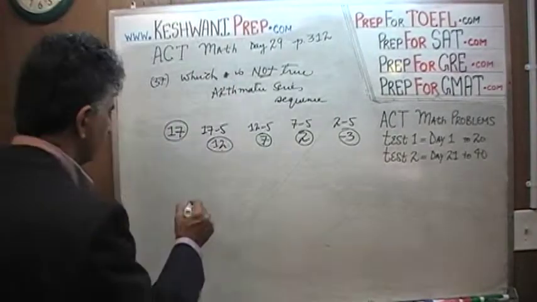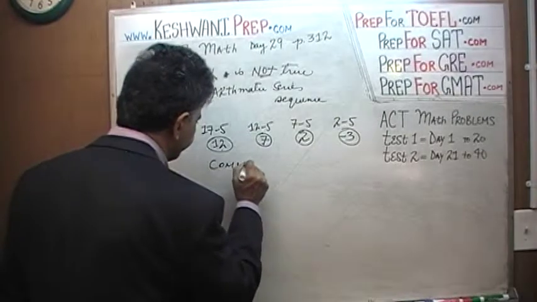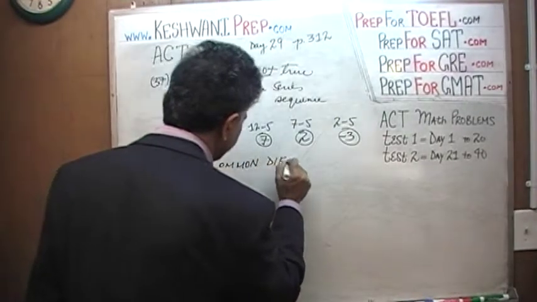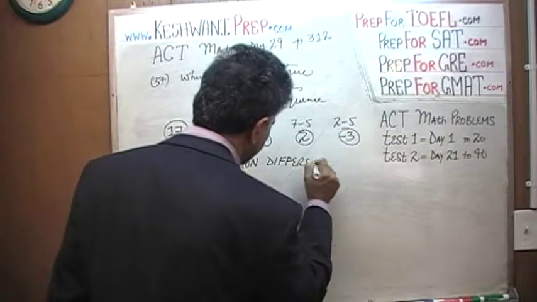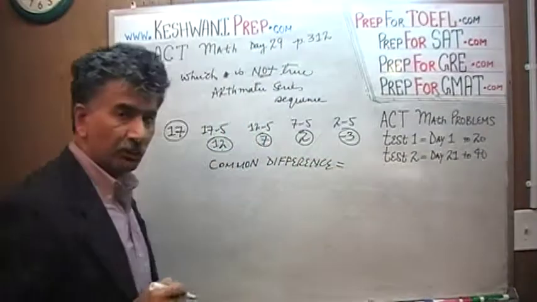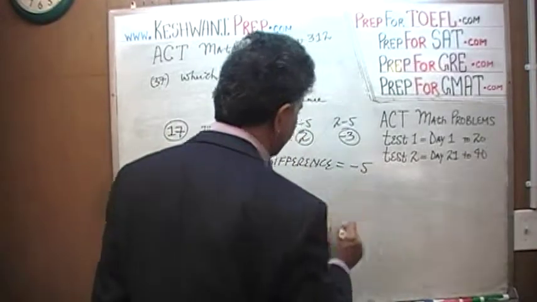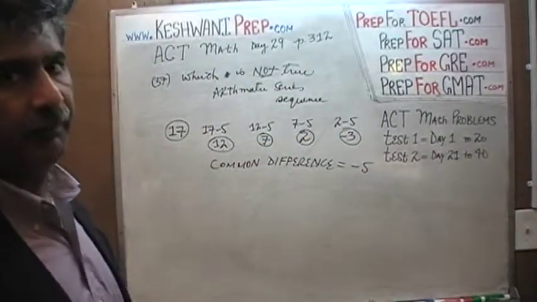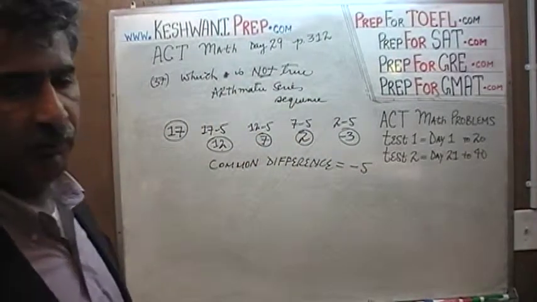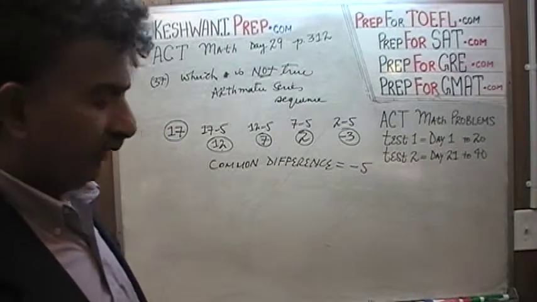This is called the common difference. To be more precise, the common difference is not 5. The common difference is negative 5 because it's actually going down, not up. Had it been going up by 5, we would have said the common difference is 5.